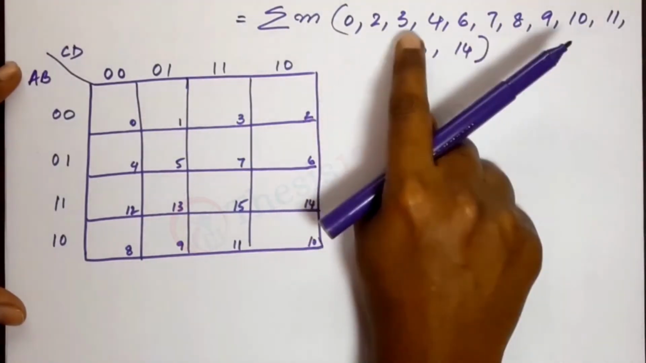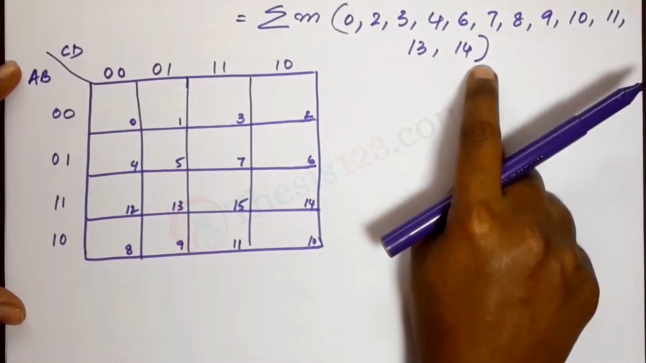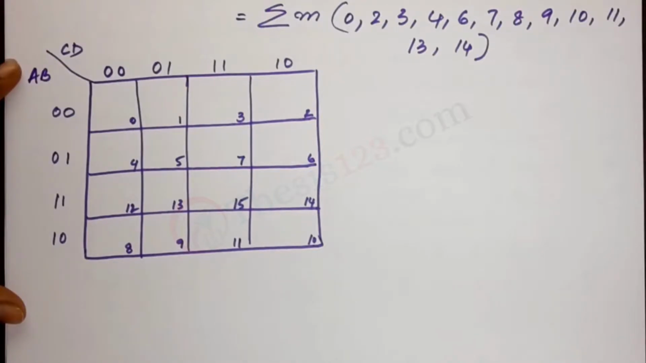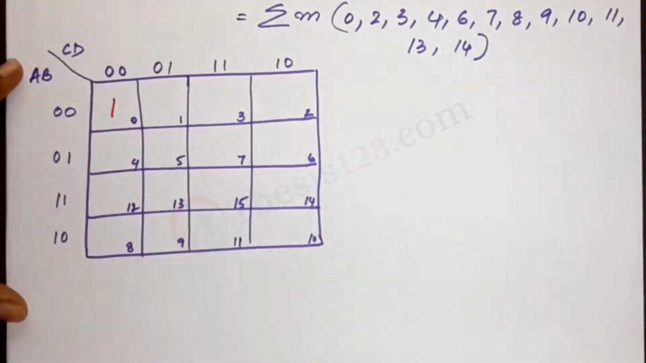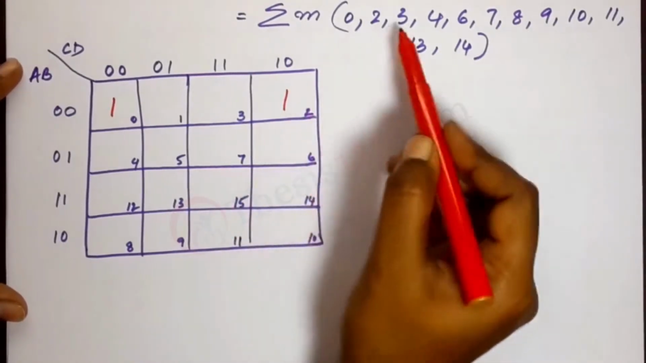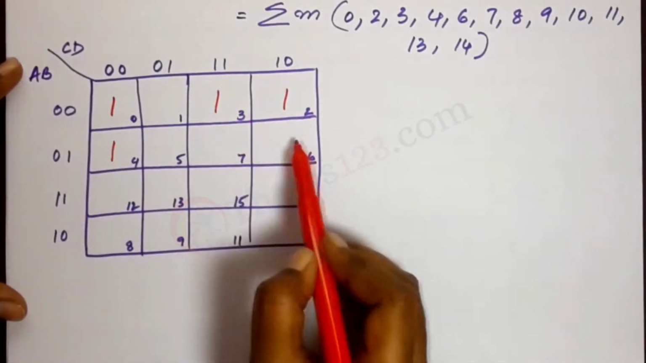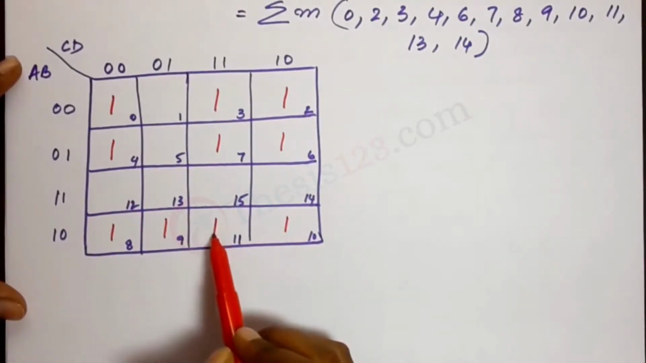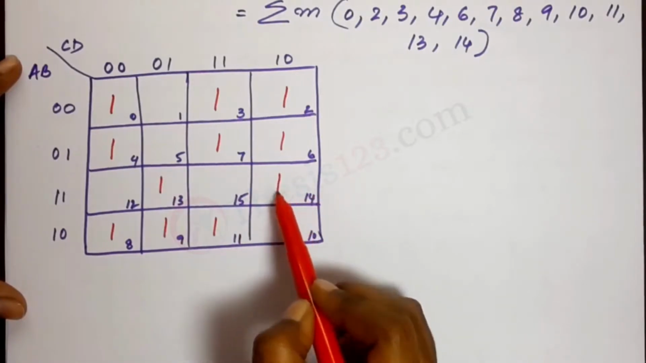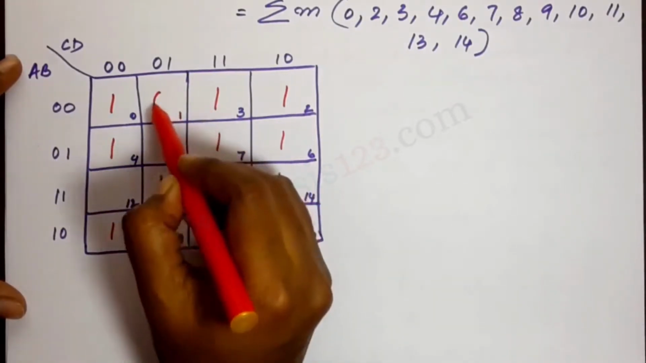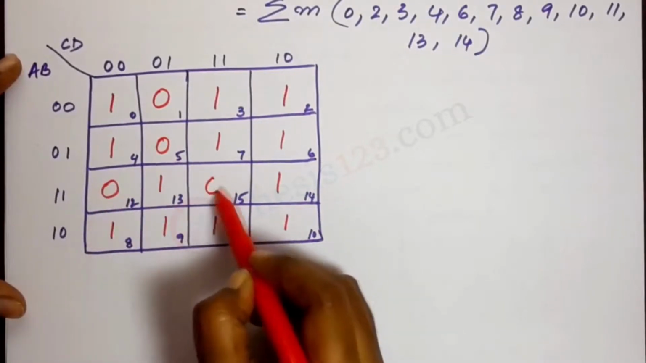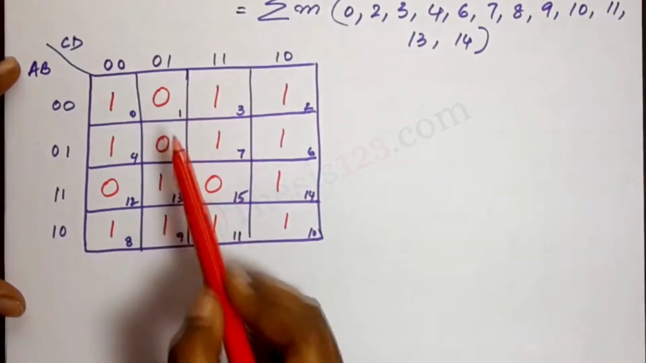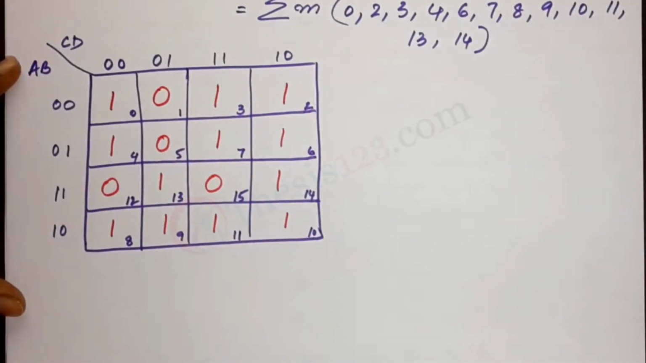Now for each of these numbers in the min-term expression, we put down the value 1 in the corresponding cells. So at 0 we have 1, at 2 we have 1, 3, 4, 6, 7, 8, 9, 10, 11, 13 and 14. The remaining cells will take on the value of 0 and these zeros correspond to the numbers 1, 5, 12 and 15. Okay?